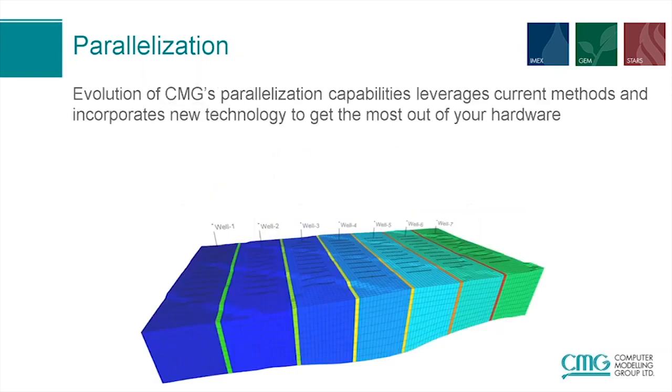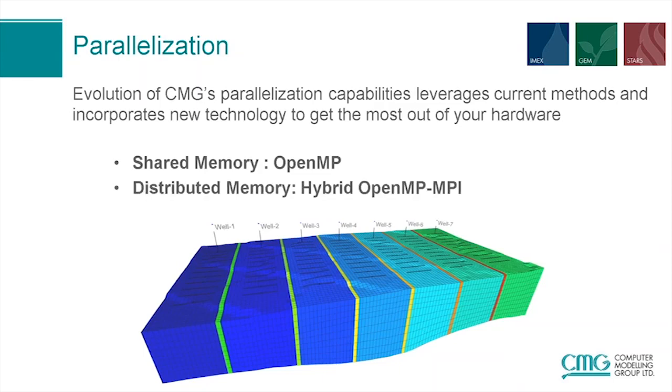So over the course of the years, right, CMG continued to evolve our parallelization technologies to take advantage of current as well as future hardware configurations. So there's 2 primary methods to parallelize our models over multiple cores or CPUs. One, for shared memory, we use OpenMP. Shared memory is anything that occurs within a CPU that's sharing a memory bank. And the second, which is brand new, is hybrid OpenMP, which is used for distributed memory, which is across multiple CPUs or multiple compute nodes.